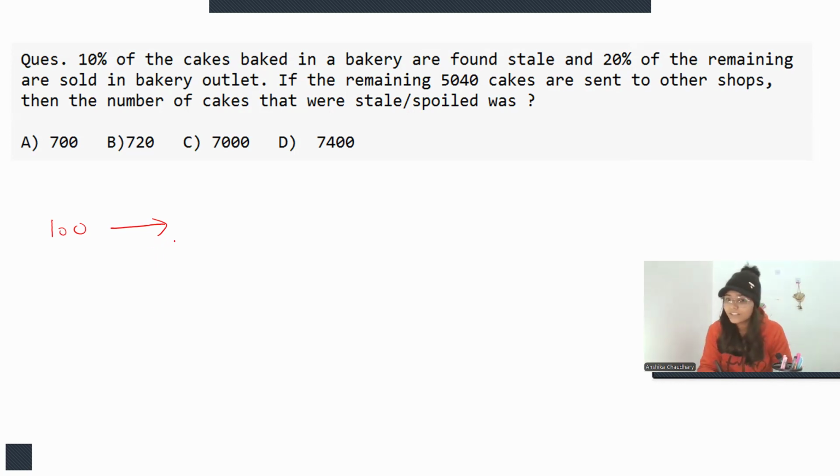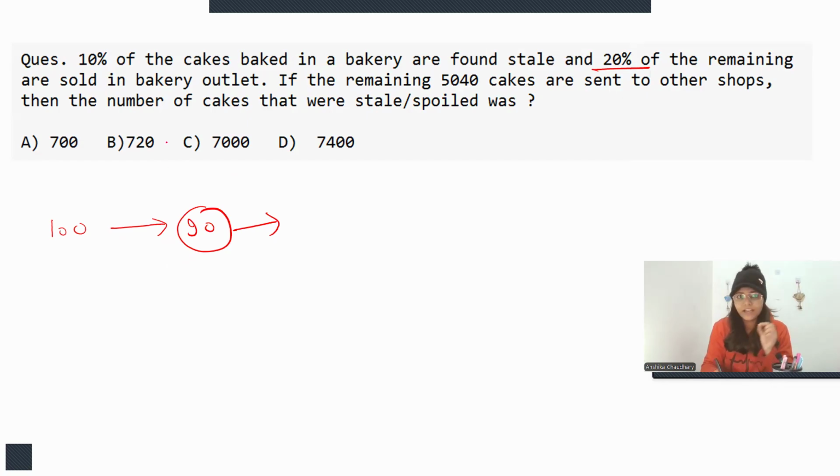So 10% of the cakes are found stale. So how much is left? 90, right? Now 20% of the remaining 90 cakes are sold. Just we are considering that we have 100 cakes. You can consider X, but then the solution will be quite difficult, right? That's why I always consider 100, because the calculation will be easy, right?